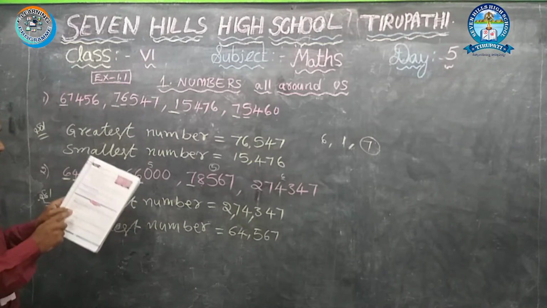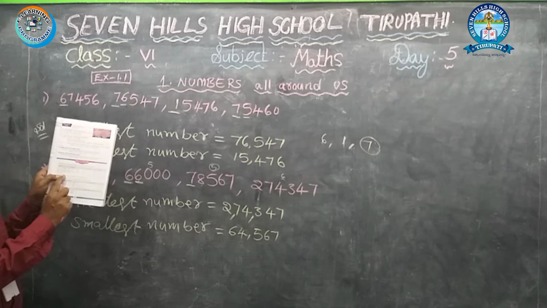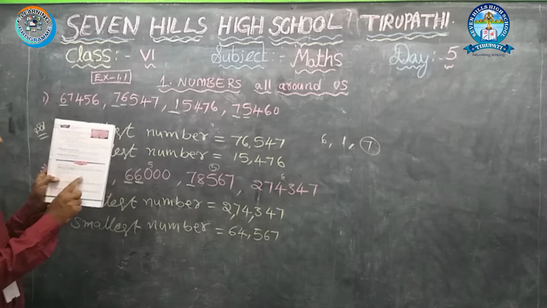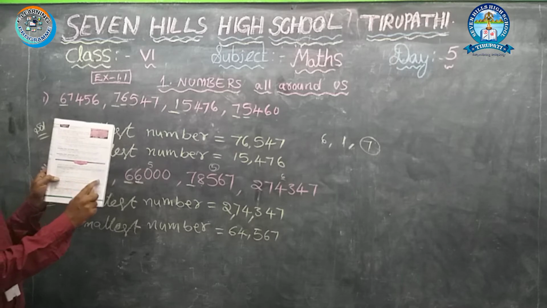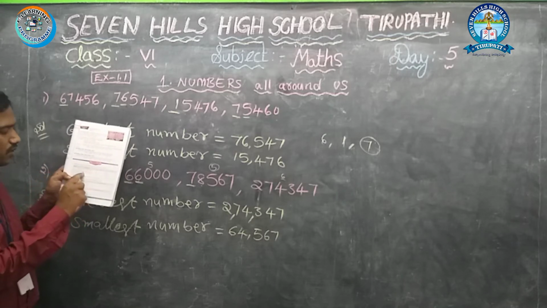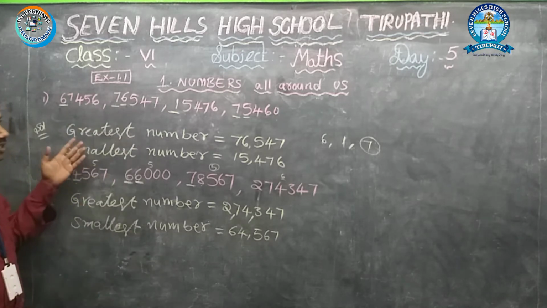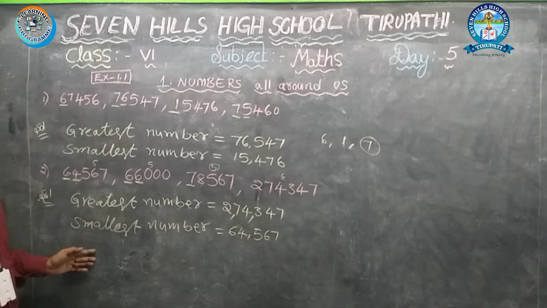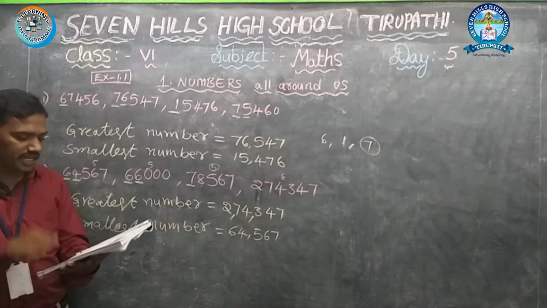And here the third question is there. You have to create one question on your own and find out the answer: which one is greatest and which one is smallest. Okay, do you understand this first Roman? Now I am moving to the second Roman.